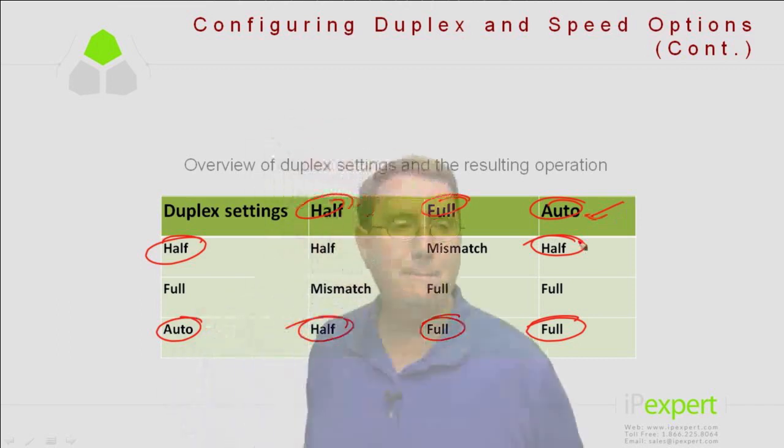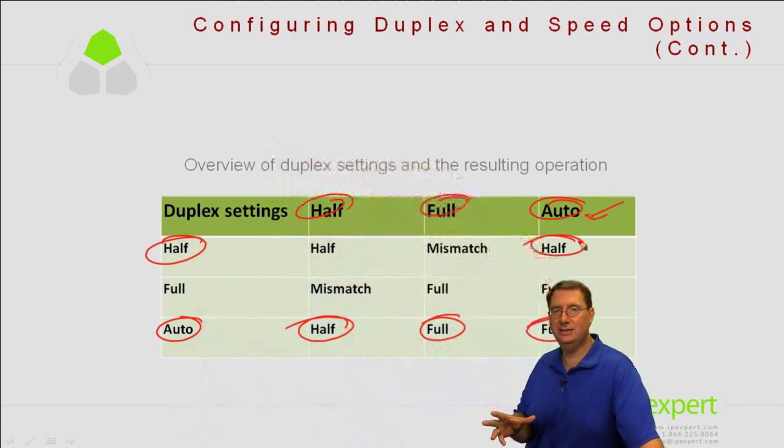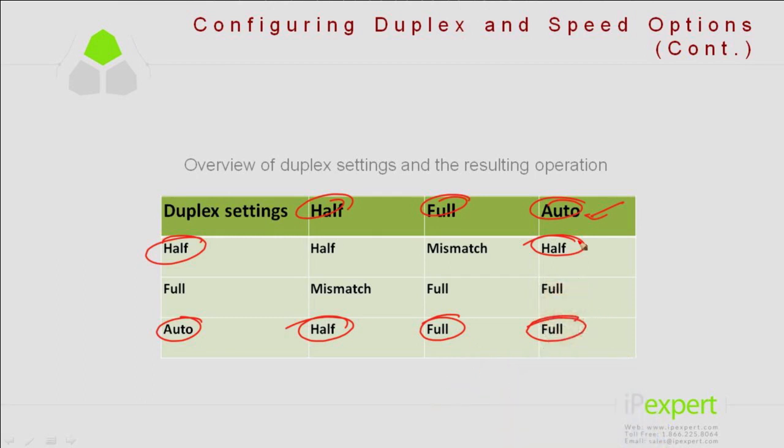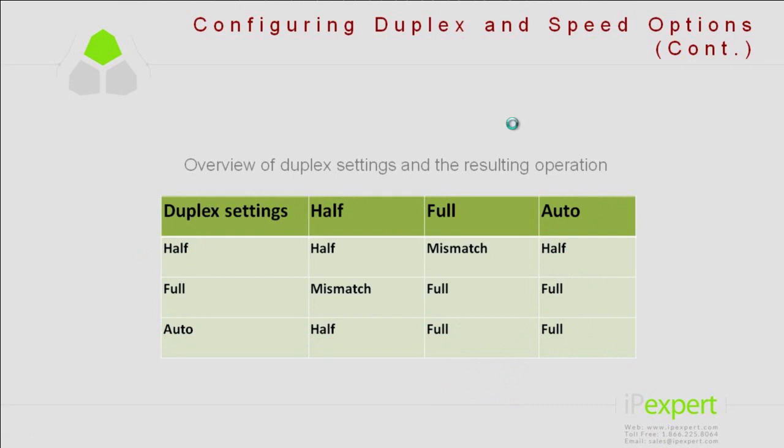The main thing I'm asking you to understand is that auto is going to negotiate whatever the other side says if it's hardwired. So if it's auto and full, it's going to be full. If it's auto and half, it's going to be half. If it's auto and auto, it's going to try to negotiate at the fastest speeds possible. If it's hardwired for half on one end and full on the other, it's going to be a mismatch and we're not going to move data across this link. And that's a main point.